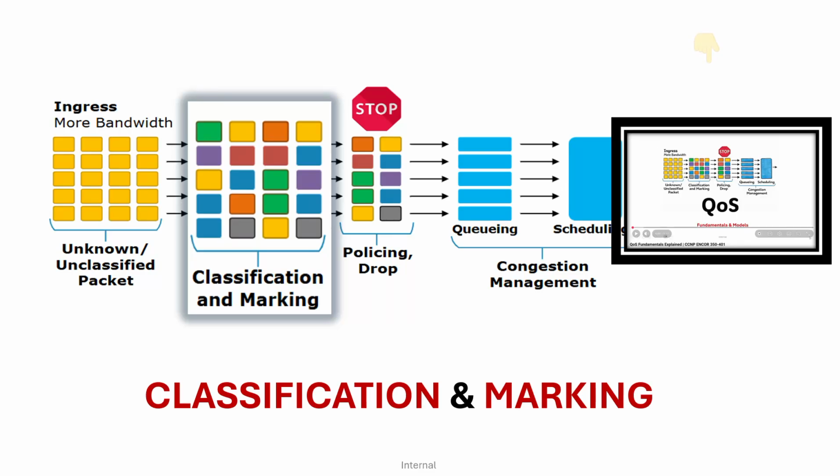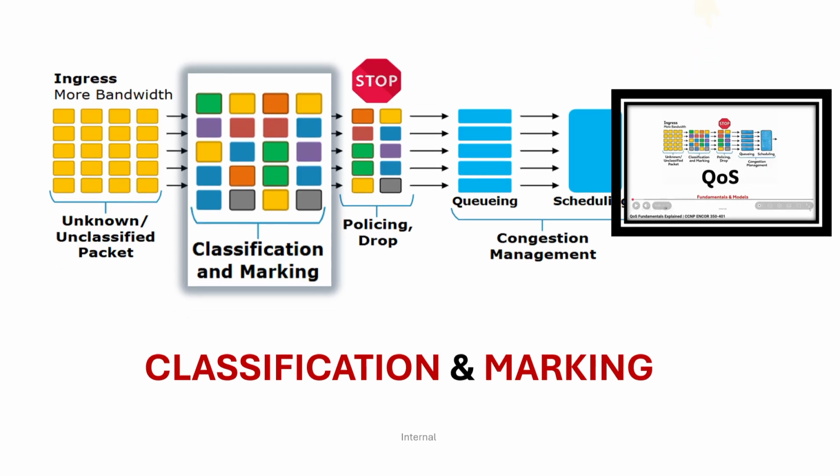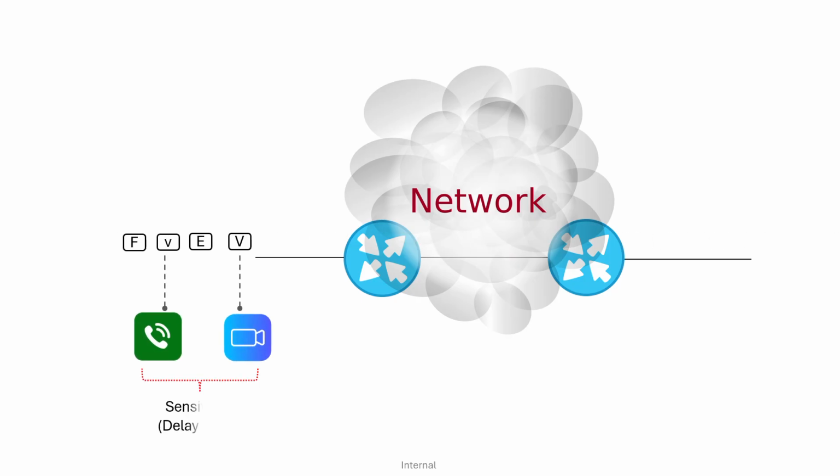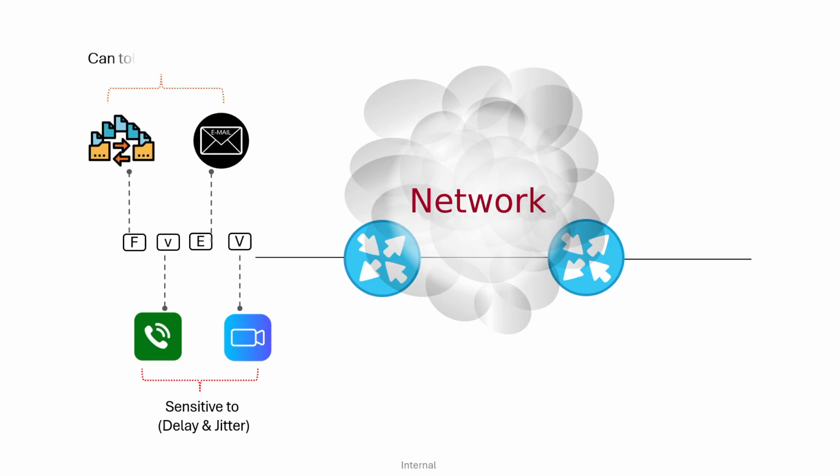In the previous video, we discussed the fundamentals of quality of service and why QoS is required in modern networks. In networks where applications require different levels of service, traffic cannot be treated equally. For example, voice and video traffic are highly sensitive to delay and jitter, while applications such as file transfer or email can tolerate some delay.